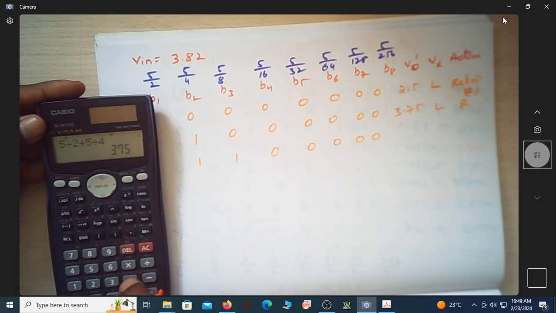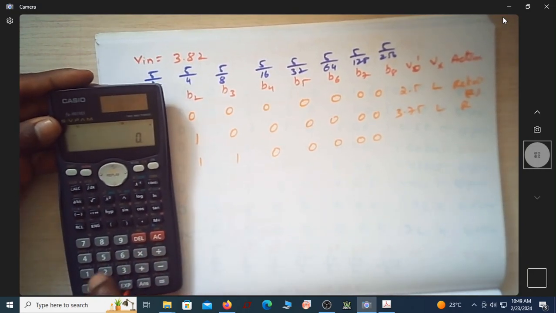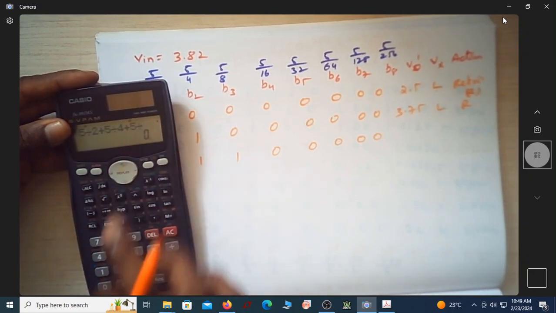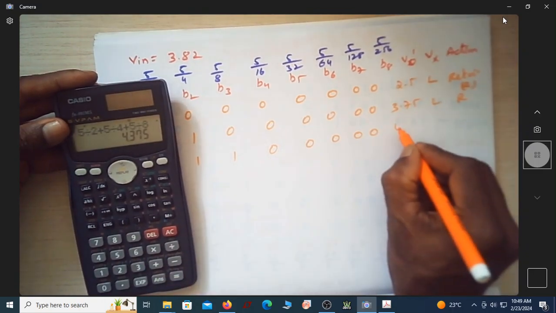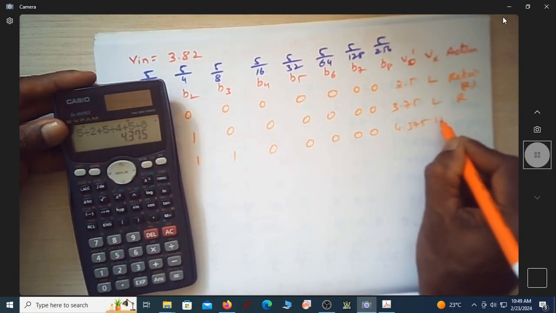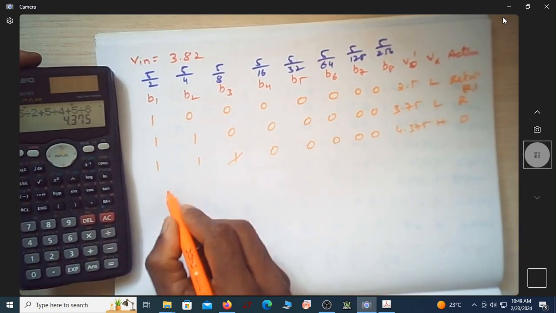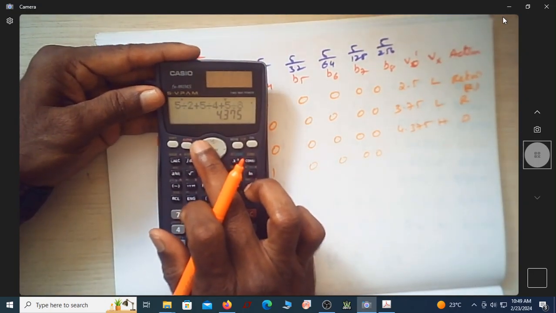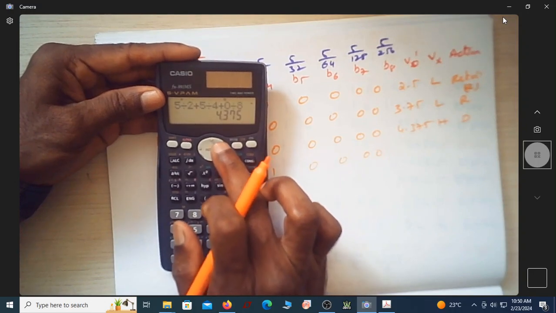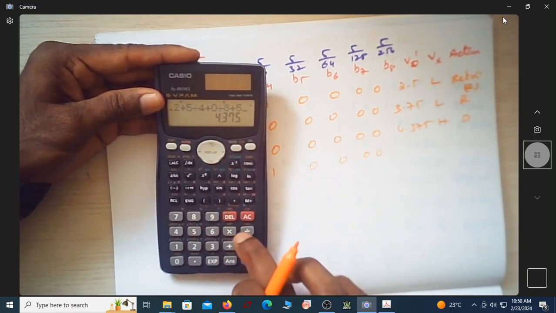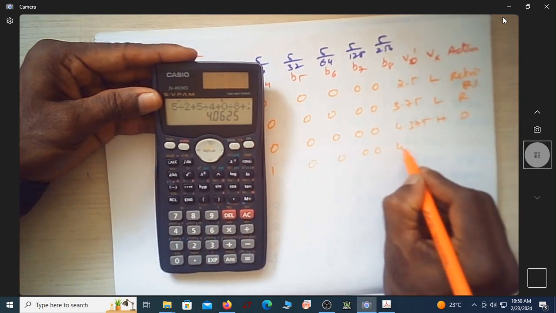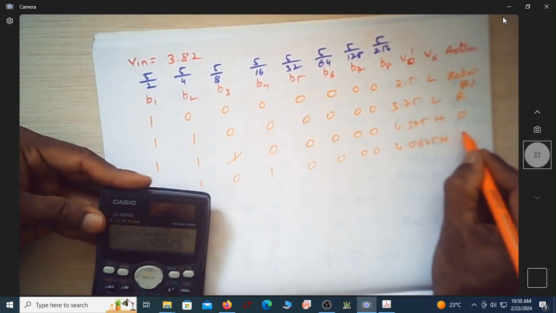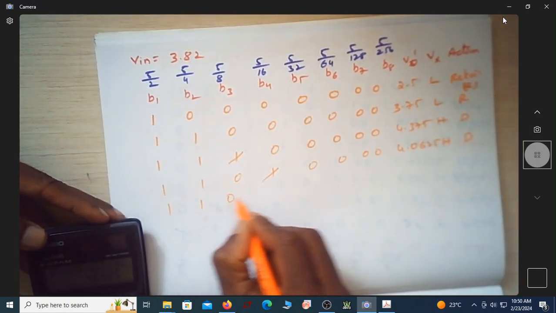So what is this now? Let me make this 5 by 2 plus 5 by 4 plus 5 by 8. Can you see now it is 4.375. This is high. You discard this and make the next bit high. So what I'll do, I'll discard this but add plus 5 by 16. How much is that? It is 4.0625. This is still higher than this 3.82. You again discard this, and discarding this, 1 1 0 0.